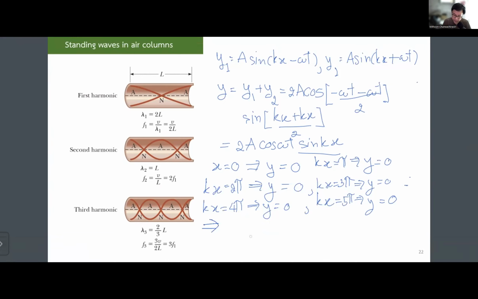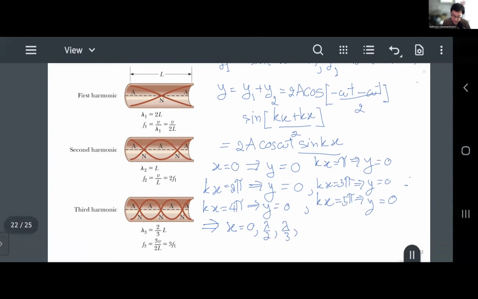So what you have here is, at x equal to 0, lambda over 2, I'm sorry, not lambda over t. It's going to be at x equal to 0, lambda over 2, lambda, 3 lambda over 2, 2 lambda, on and on and on, that y is equal to 0. This is a summary of what we have done right now. You guys with me here?